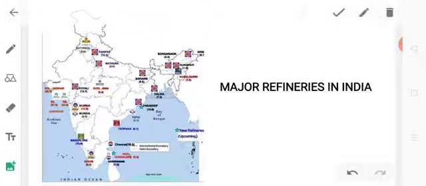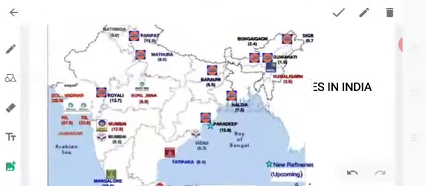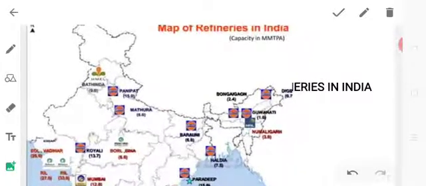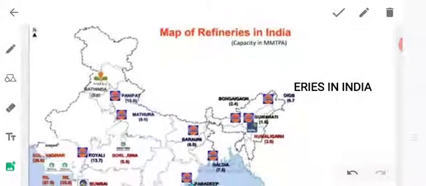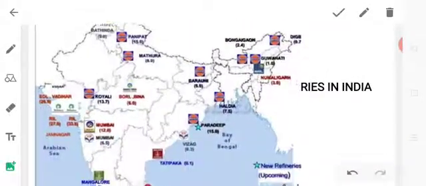Now I would also like to show you the map, zooming it for you, so that you can have a look at the important sites where we have the oil refineries in India.